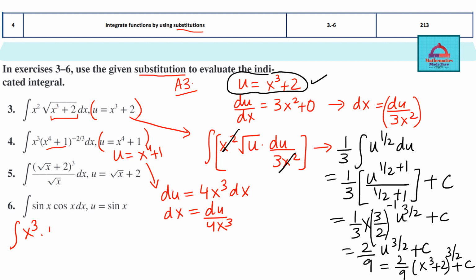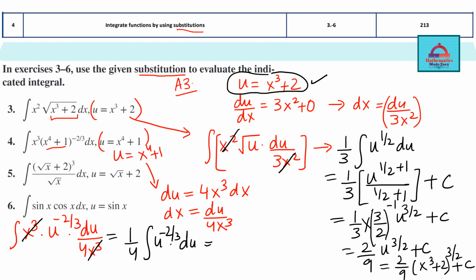This is u to the power minus 2 by 3. In place of dx we put du over 4x cube, and now we are going to cancel the common terms and simplify. So x cube is going to go away, 1 by 4, and then integral of u to the power minus 2 by 3 du.